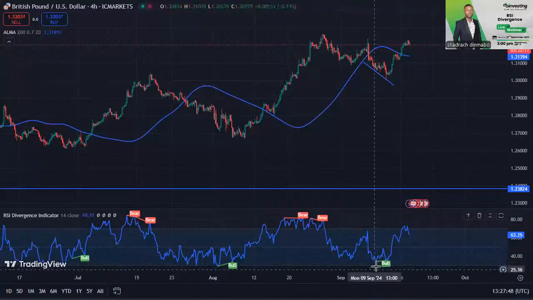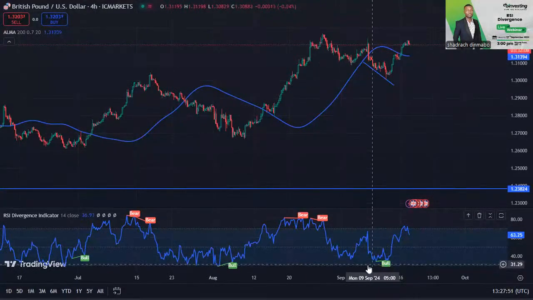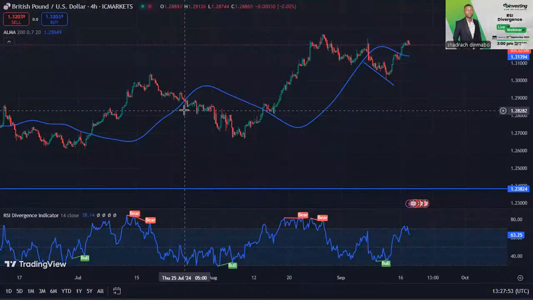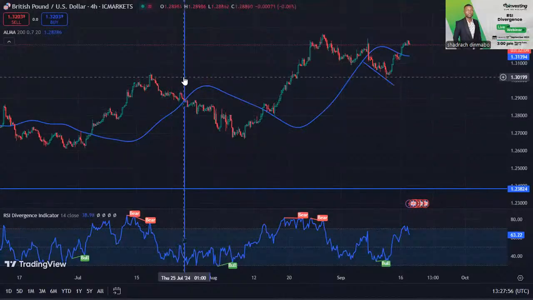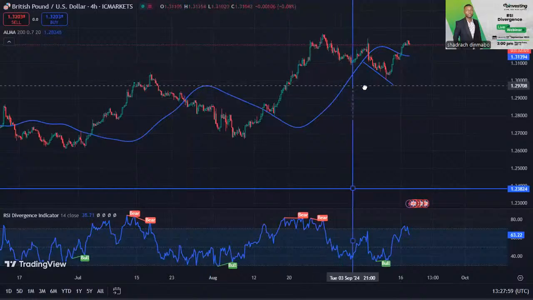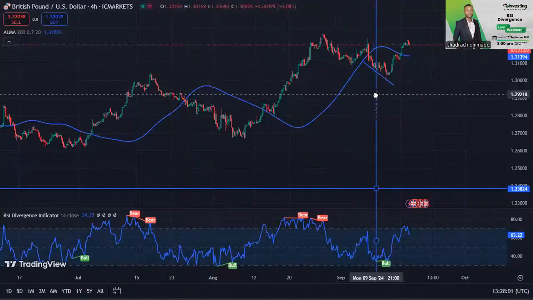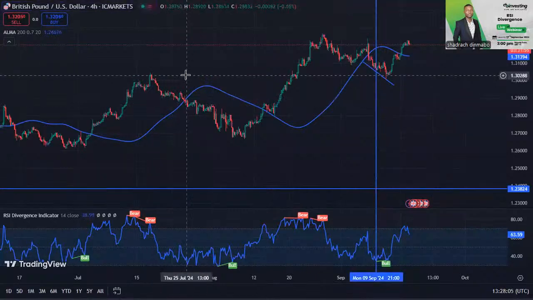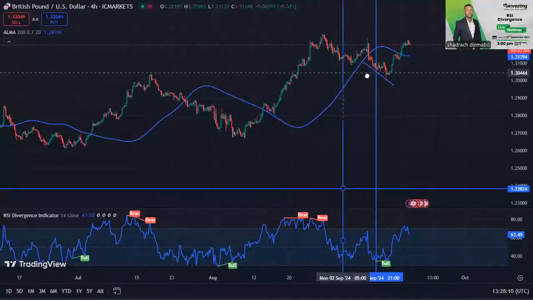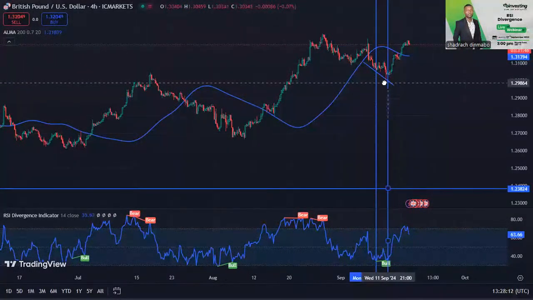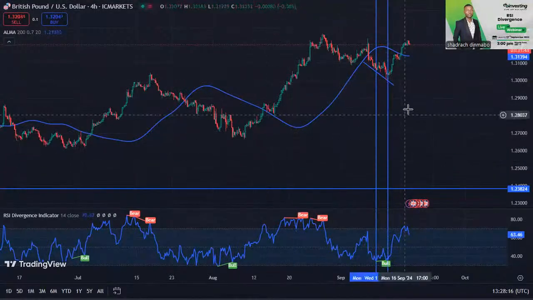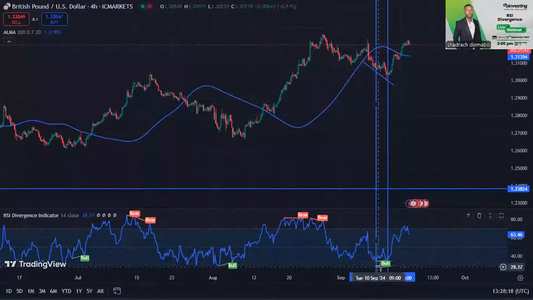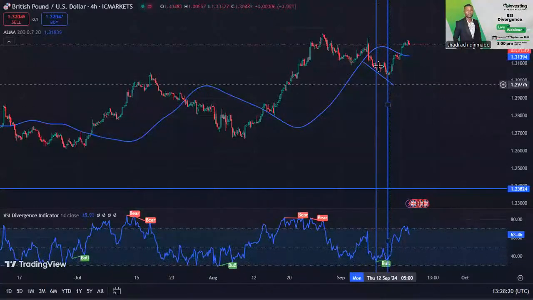But looking at our RSI at this juncture, let me bring the vertical line so that we can trace it down. You can see what the RSI did: the RSI is actually making a higher low at this point. So there seems to be a divergence here, a bullish divergence.